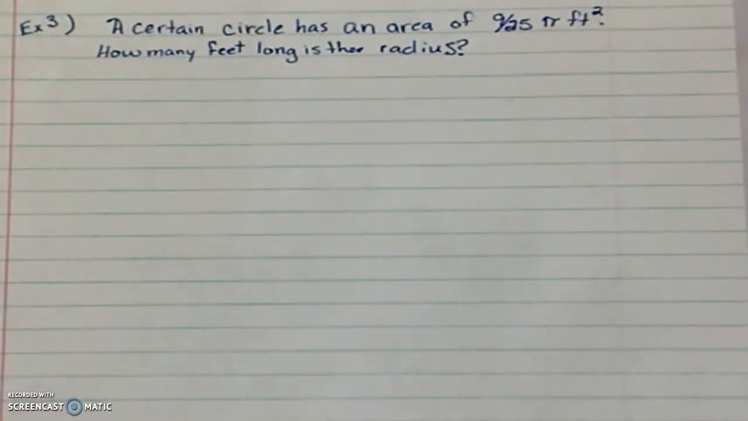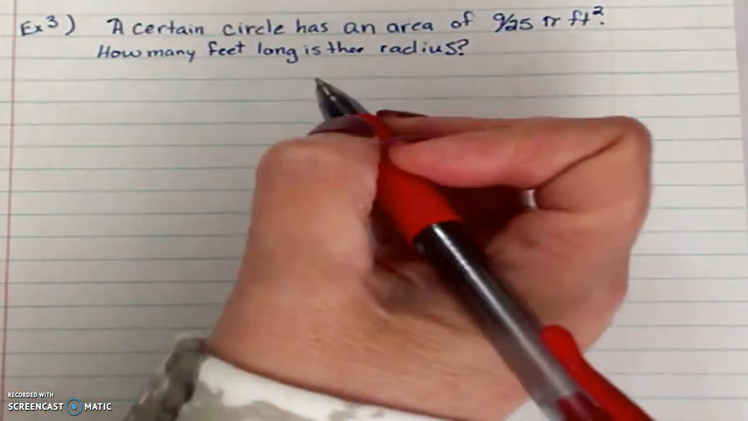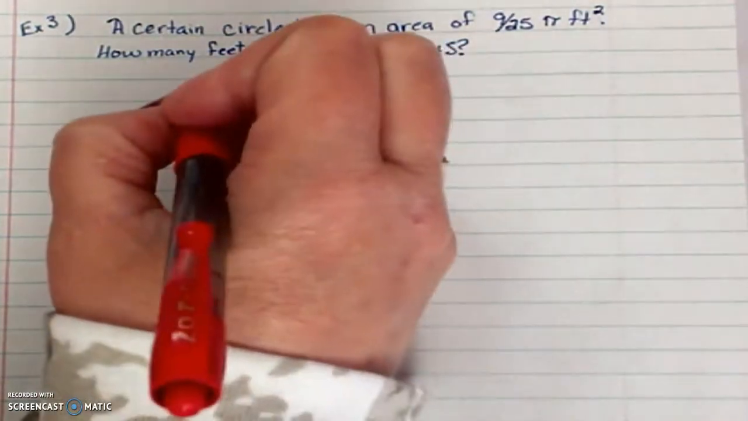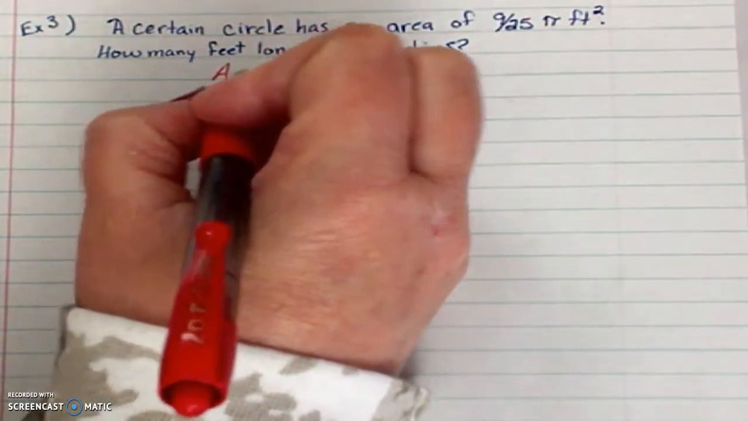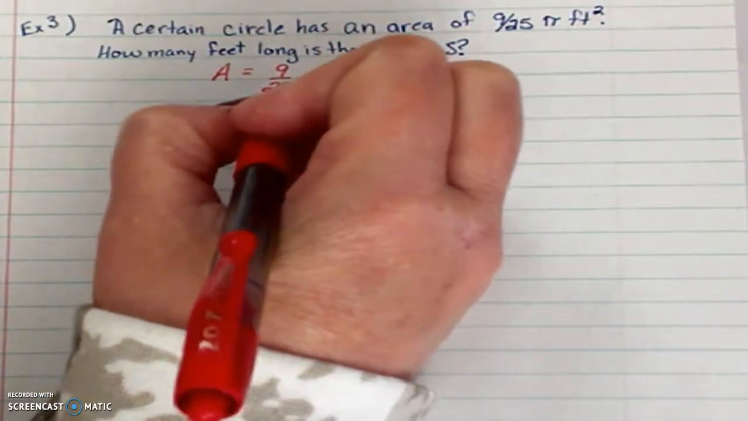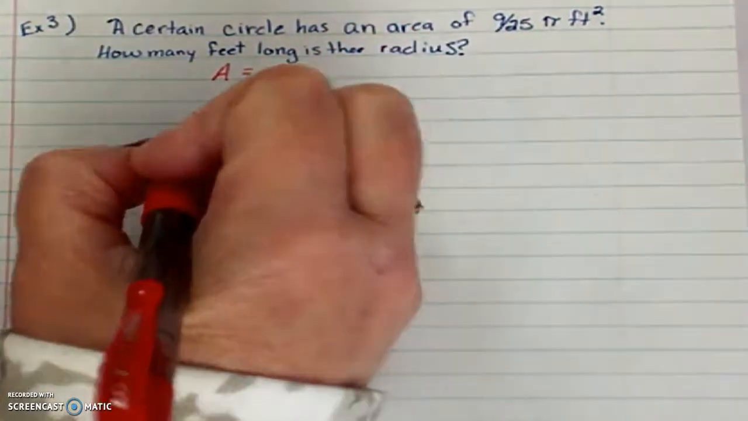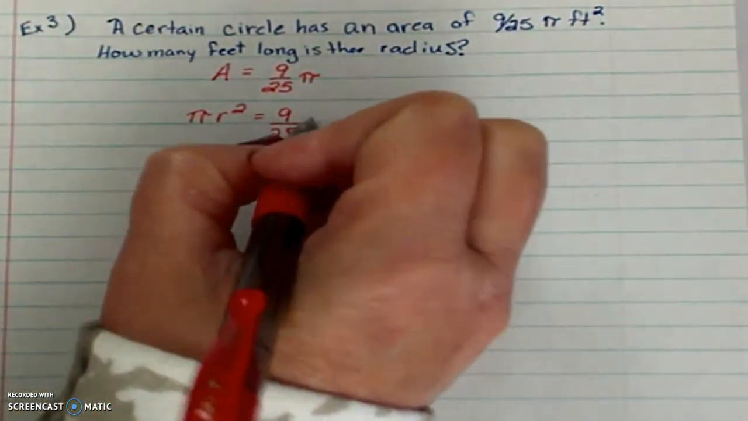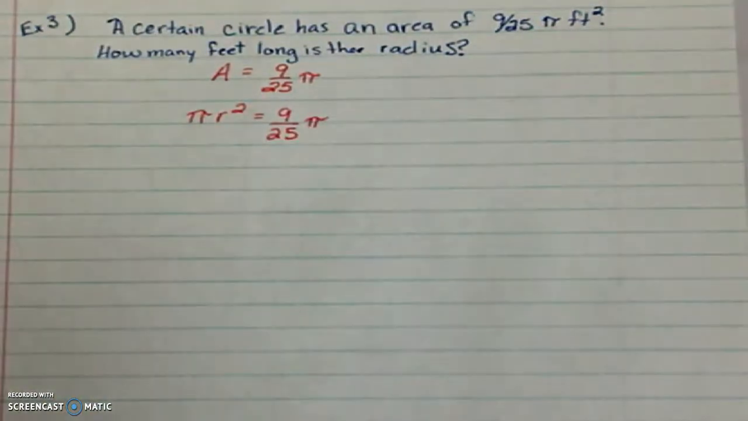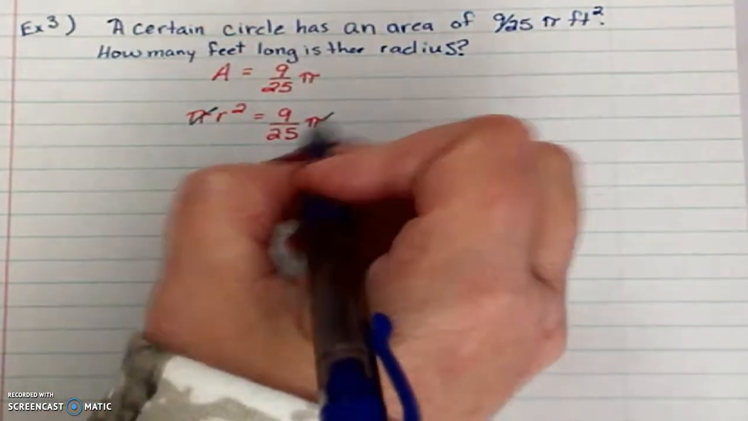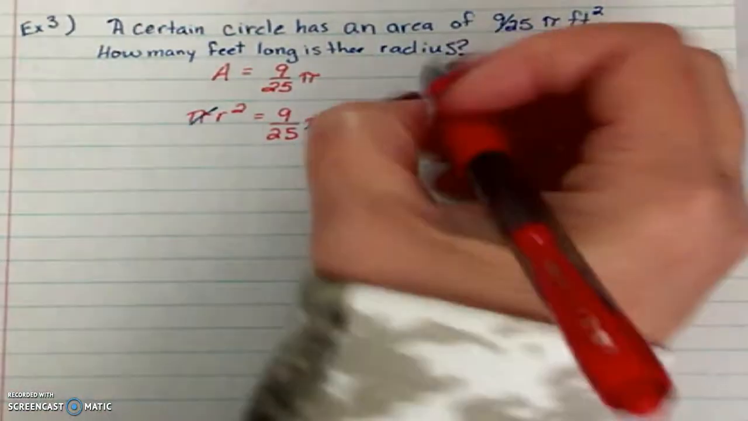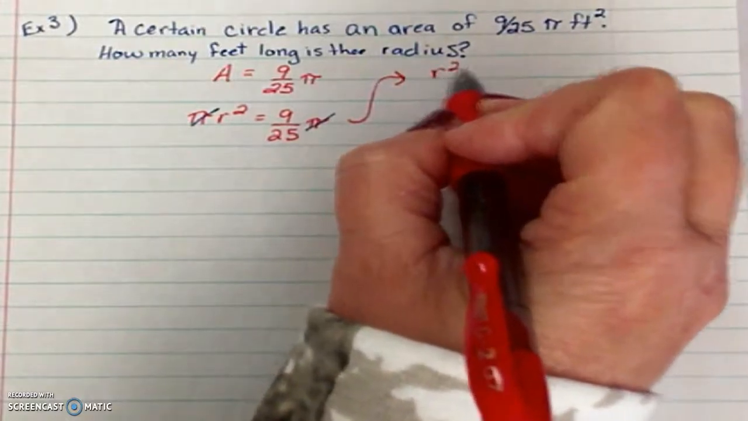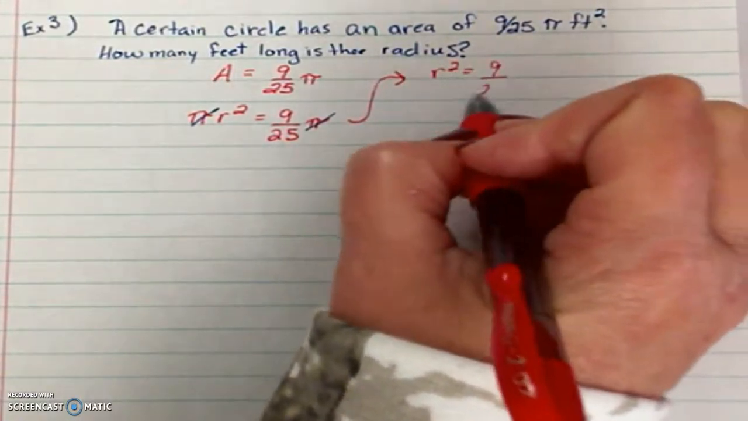Okay, here's another problem just like the previous example that I had worked through. A certain circle has an area of 9/25 pi, and I just wanted to refresh your memory on how to deal with fractions when you're solving through the equation. So we know that the area is equal to 9/25 pi. So the area of a circle is pi r squared, and that's equal to 9/25 pi. So the first step I'm going to do is divide both sides by pi, which gets rid of it, and from there we are left with r squared is equal to 9/25.